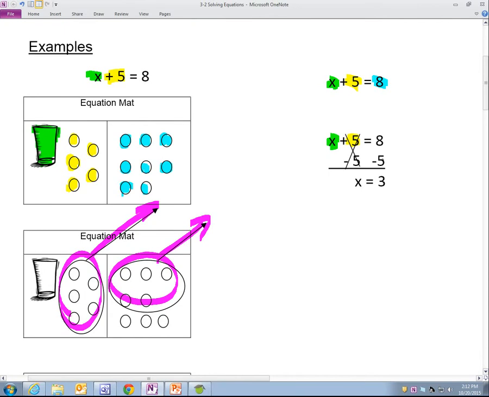So 5 from x plus 5 is just x left over. 8 minus 5 is 3. Okay?